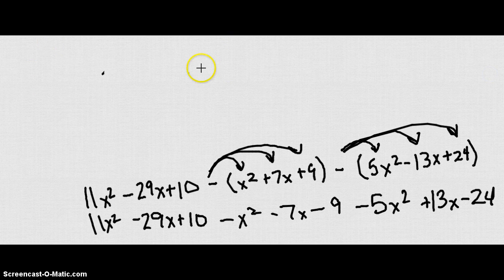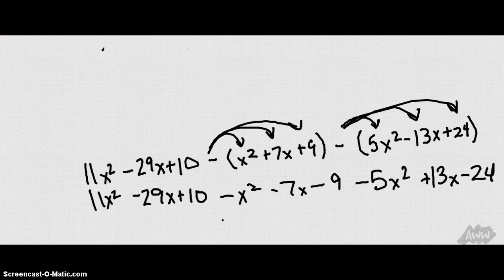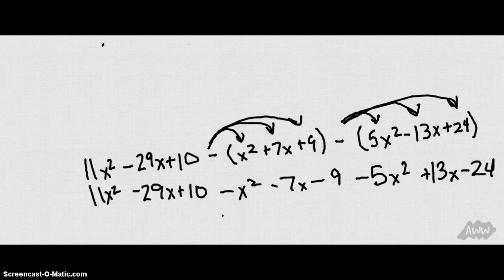So now we're left with, actually what I can do is this. We have 11x squared and we have negative x squared, and then we have minus 5x squared. Forgot about him. So actually we're going to end up with 11 minus 1 minus 5. So we're going to end up with 5x squared. We have negative 29 minus another 7, which is going to take us to negative 35x.